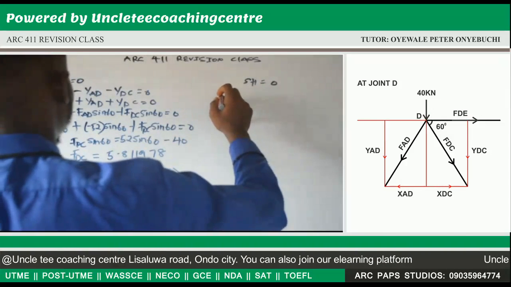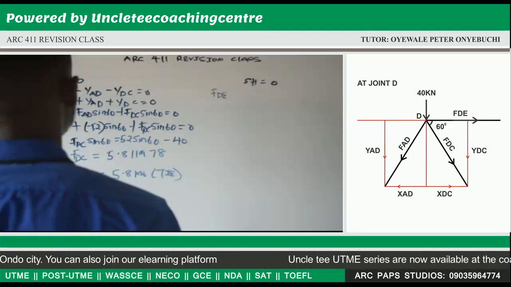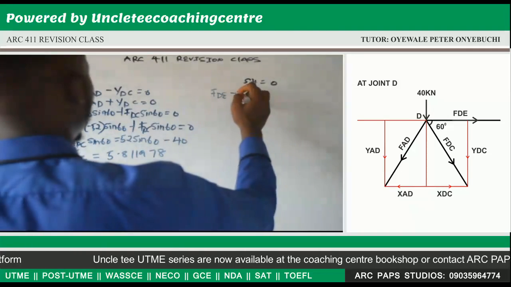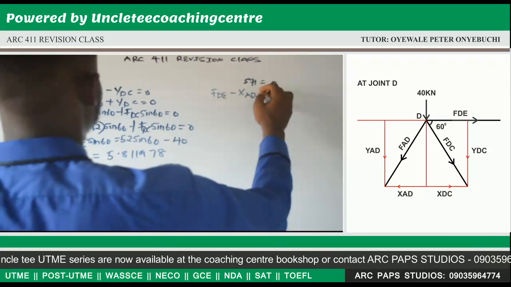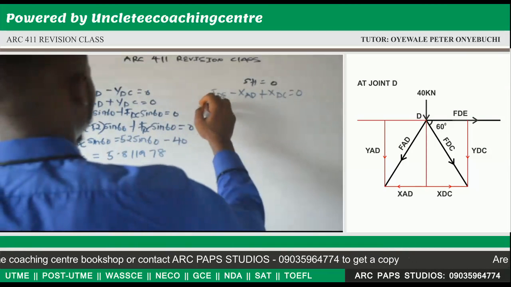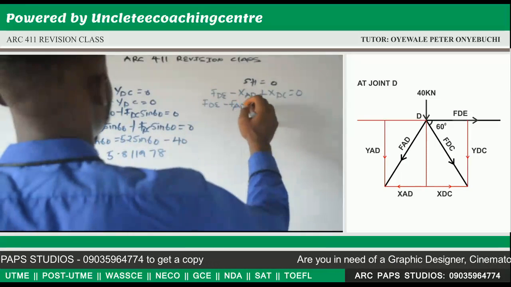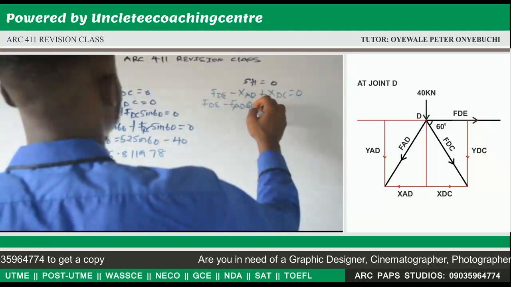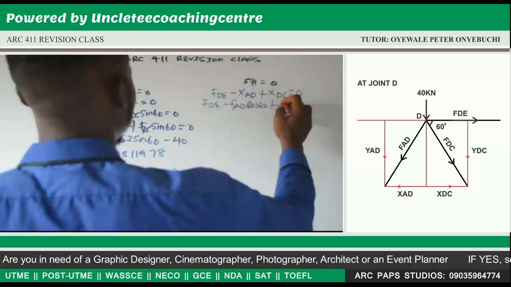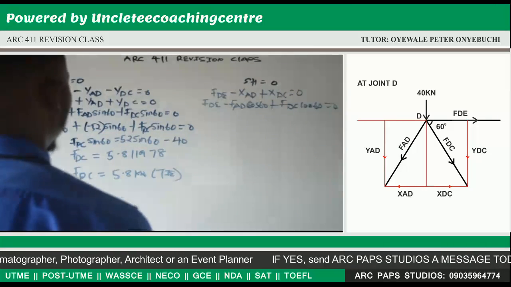Our first horizontal force there is FDE, which is a positive arrow, that is going upwards. Not really upwards, but it's going to the positive side. XAD attracts a negative, plus XDC, which is positive, is equal to 0. Now FDE minus, when we resolve XAD, that will be FAD cos 60. I don't know why I'm always making this mistake. Now our XDC, that will give us FDC cos 60 is equal to 0.